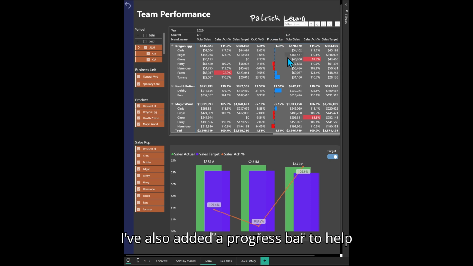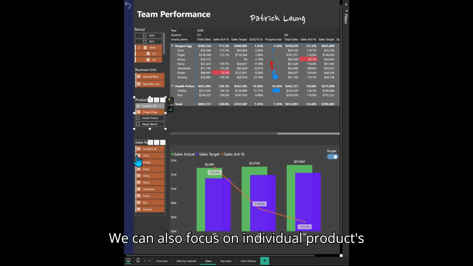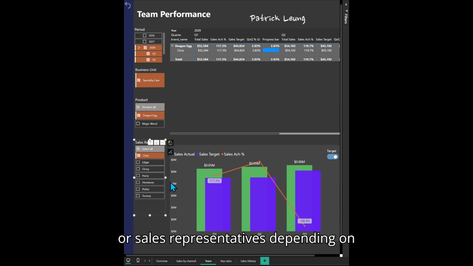I've also added a progress bar to help visualize quarter-over-quarter growth percent. If the growth is negative, the bar appears in red. If positive, it is blue. The bar length correlates with the magnitude of growth. For example, it only takes 1 second to identify that Dobby has the highest quarter-over-quarter growth percent among all sales representatives and all products, as indicated by the longest blue bar. We can also focus on individual products or sales representatives, depending on your business needs.